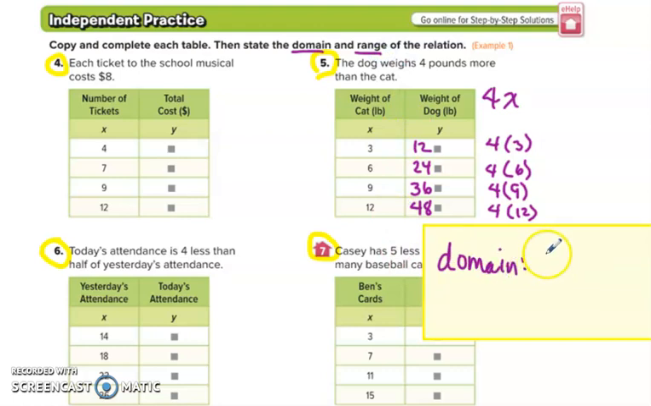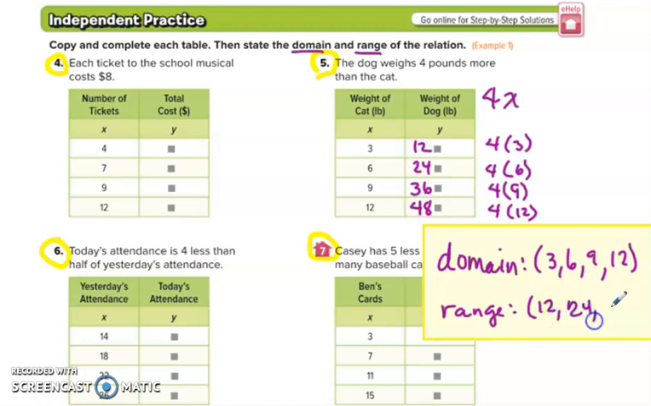Okay, our domain is going to be, guess it. It's the x values, so it's going to be 3, 6, 9, 12. Okay, the range. That's going to be in parentheses. They're the y values, so that's going to be 12, 24, 36, 48, and then parenthesis. Okay, so that's how you do the domain and range.